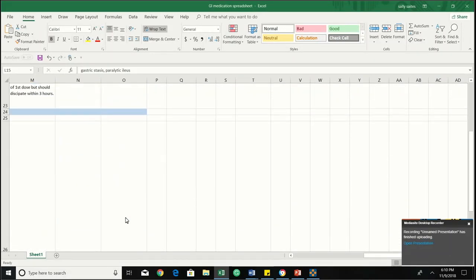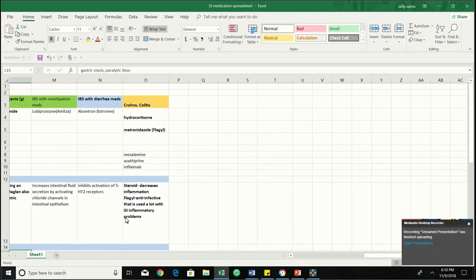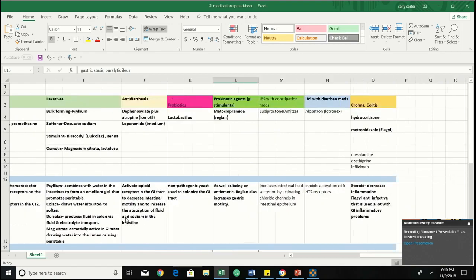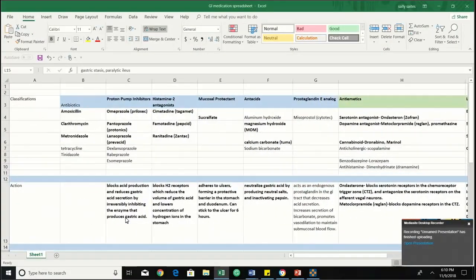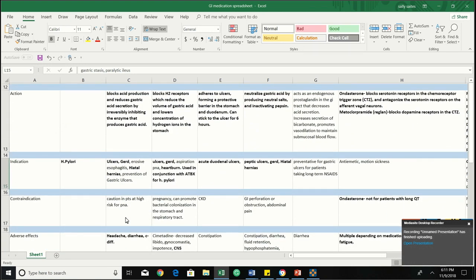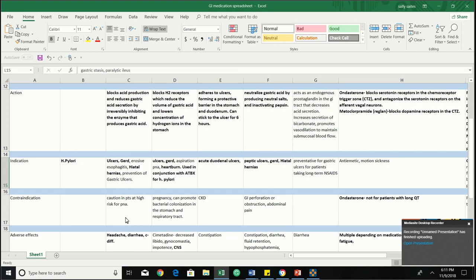And that's it. So hopefully that was helpful. Remember to really pay attention to the bolded items. It's really important that you do know the medications and the classifications, and not so much the action, but what the indication is. Okay? Happy studying.